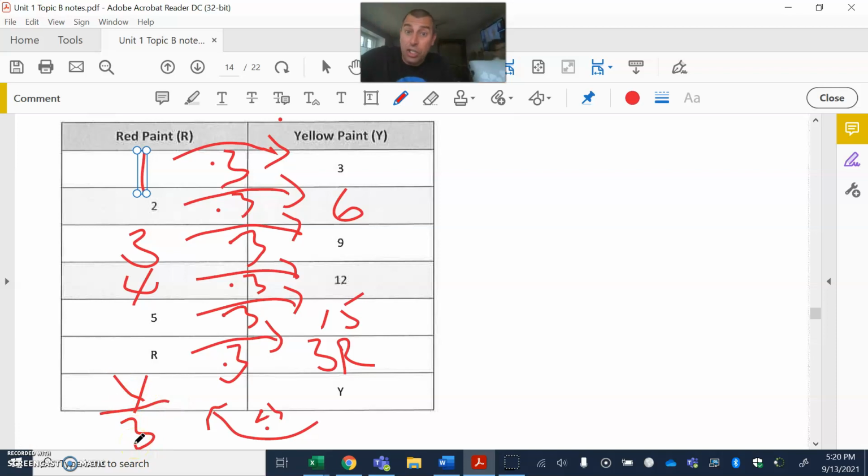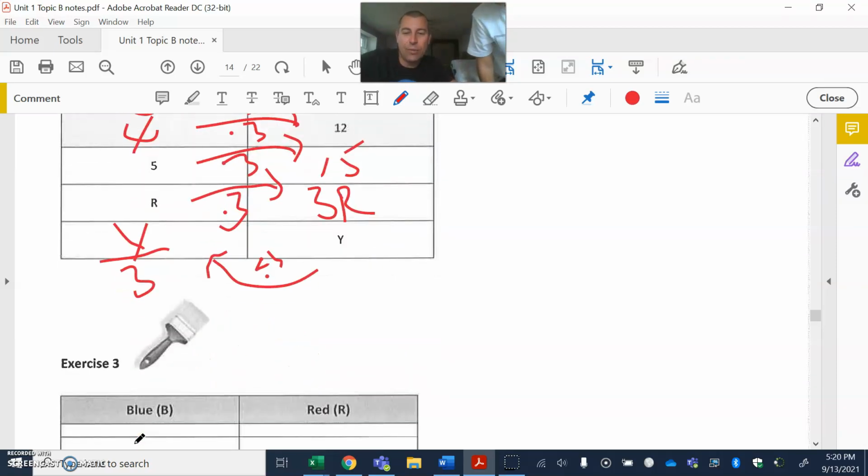So fraction bars showed up. Big ticket item here. We don't use the old school division symbol. That's an elementary school thing. We use the fraction bar. We started with the Y, we divided by the 3. Let's see what we got down here.